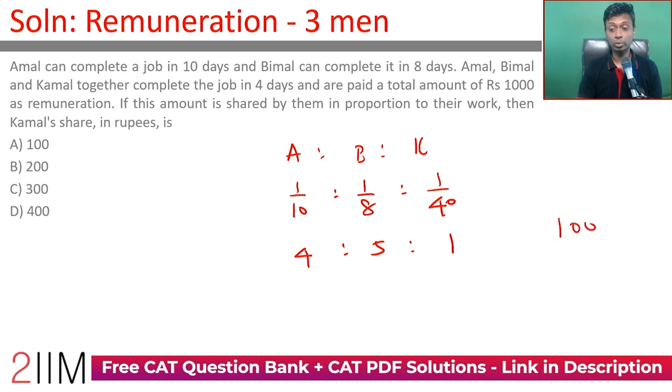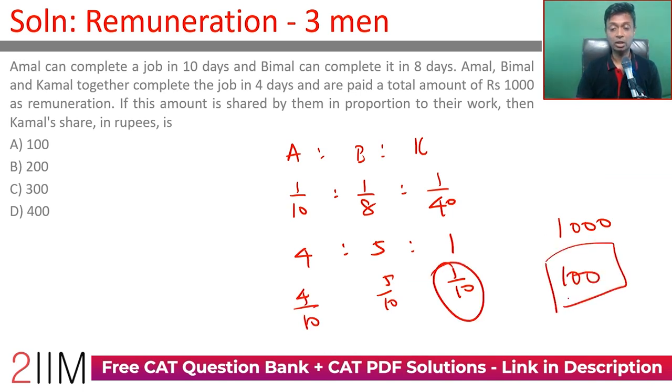Totally they get 1000 rupees. And the amount Kamal should get is 1/10 of this. This is 1/10 of total, 5/10 of total, 4/10 of total. Kamal should get 1/10 of 1000 rupees, or should get 100 rupees.